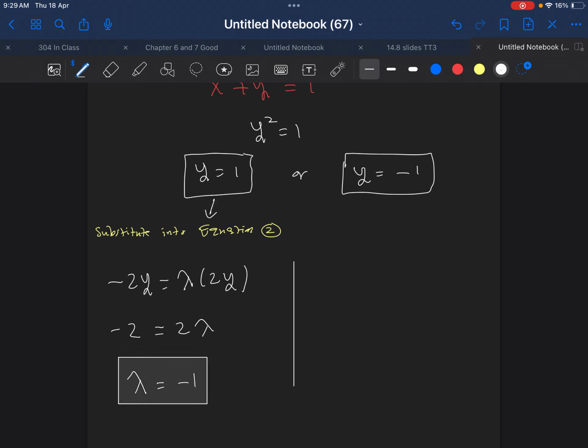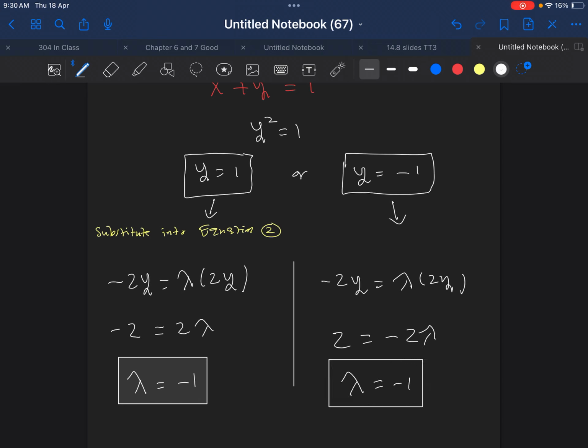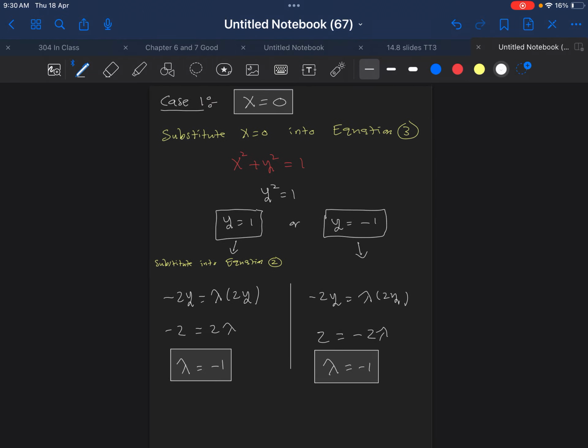So this case will give me this one. Now let's see this case where it will give me, if I substitute in equation number 2, again lambda 2y. If we do the calculation, with -2 and -1, this is 2 equal -2 lambda, again lambda equal -1, which is the same. So that's all what we get.